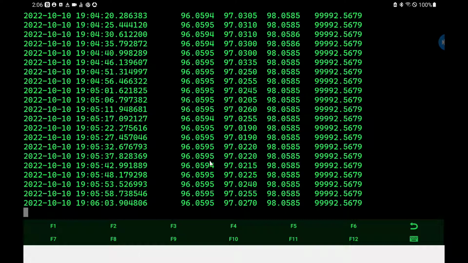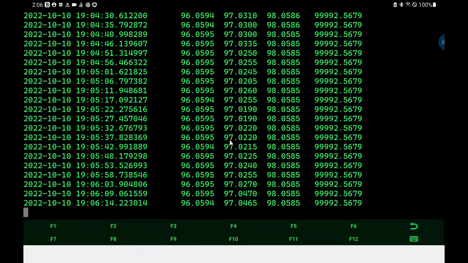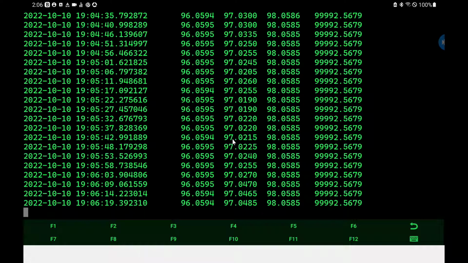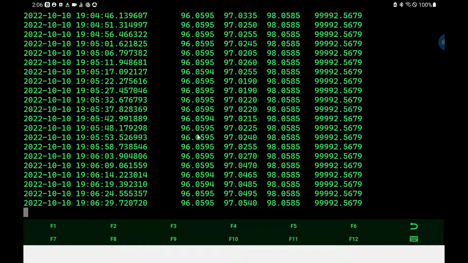So we have the date and time, and I have this set for every 5 seconds. Here is the current volume of our water glass, 9702. If the volume drops down to 9605, it will purchase more.